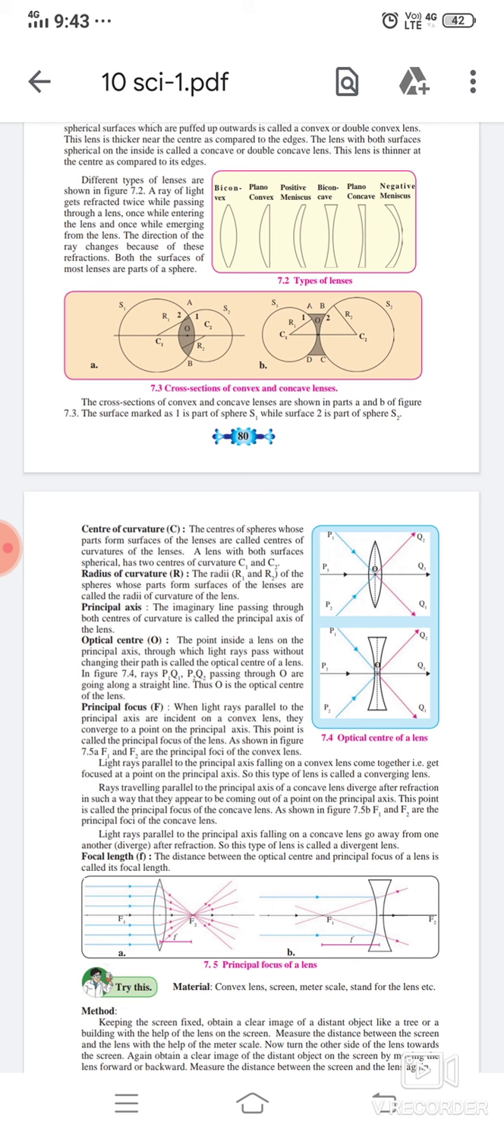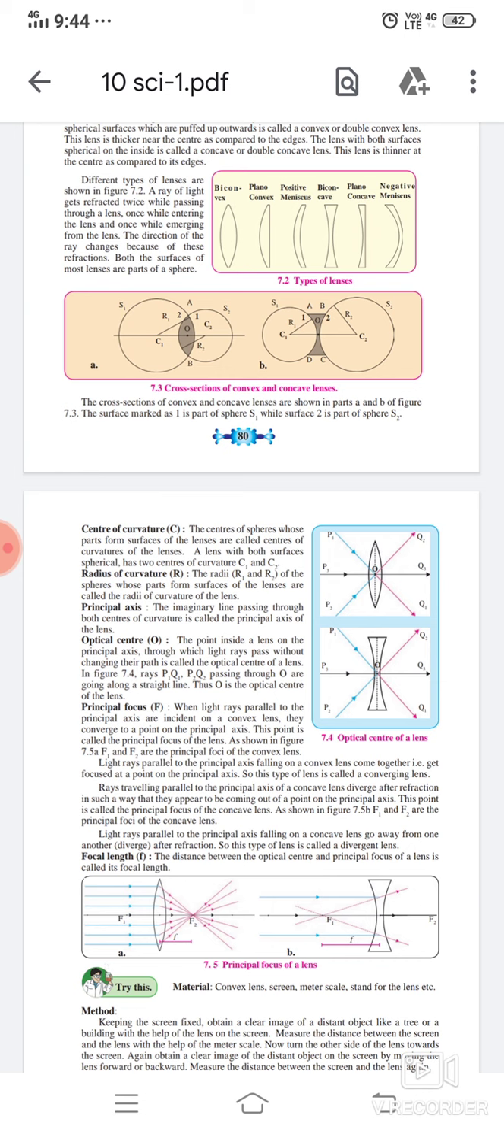Now we will see about the convex and concave lens. See, children, first of all in figure A, when light rays are parallel to the principal axis, the black line shown is the principal axis. When the light rays are parallel to the principal axis and they fall on a convex lens, what happens? They come together, and it appears as if they are joining at one point. They focus together at a point on the principal axis, and that's why this type of lens is called a converging lens.